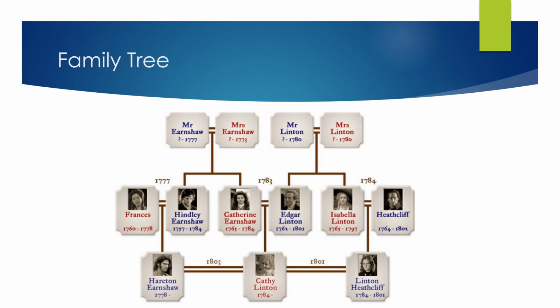We have Mr. Earnshaw and Mrs. Earnshaw, the father and the mother, or the grandfather and the mother. We have Hindley Earnshaw and his wife Frances, his sister Catherine Earnshaw, who is married to Edgar Linton, and his sister is Isabella Linton, the son and daughter of Mr. Linton and Mrs. Linton. Isabella is married to Heathcliff, and the daughter of this marriage, Heathcliff and Isabella, is Linton Heathcliff.